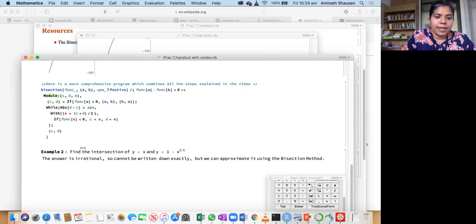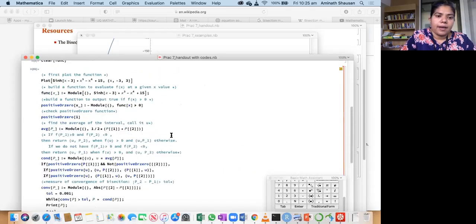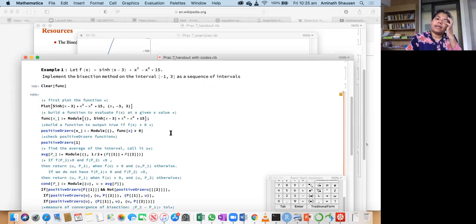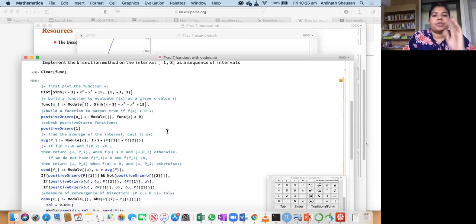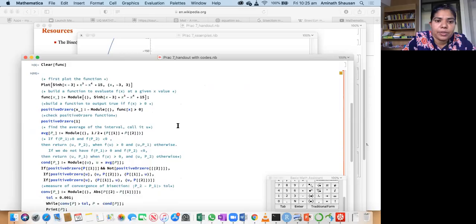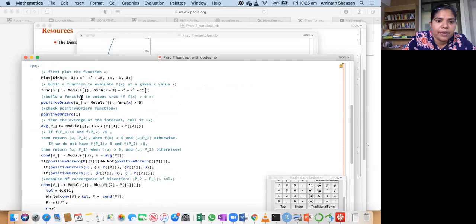After that example, for the second example, I've asked you to find the intersection of y equals x and y equals 1 minus x to the power 2 divided by 5. Let me show you this video so that you can refer to it later on, but I'd like you to go through these steps by yourself and find the solution.